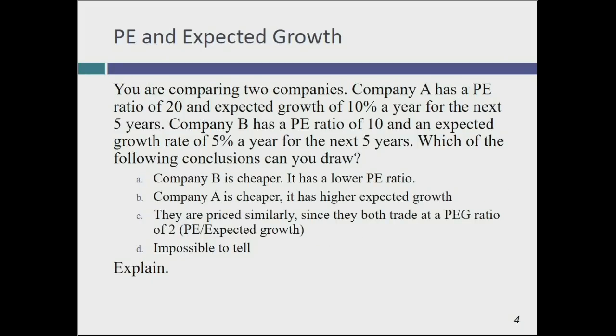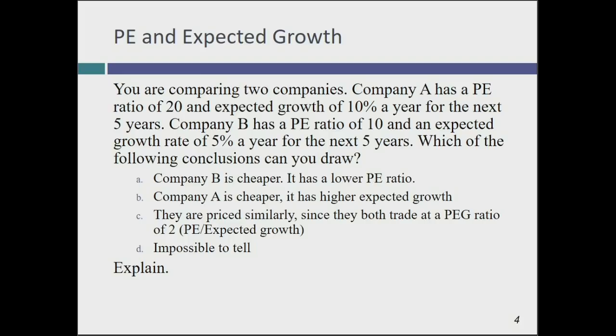And finally, let's talk about two companies. Company A has a PE ratio of 20 and an expected growth rate of 10% a year for the next 5 years. Company B has a PE ratio of 10 and an expected growth rate of 5% a year for the next 5 years. Today we're going to talk about this notion of a PEG ratio. It's something some equity research analysts use, which is to divide the PE ratio by the growth rate.